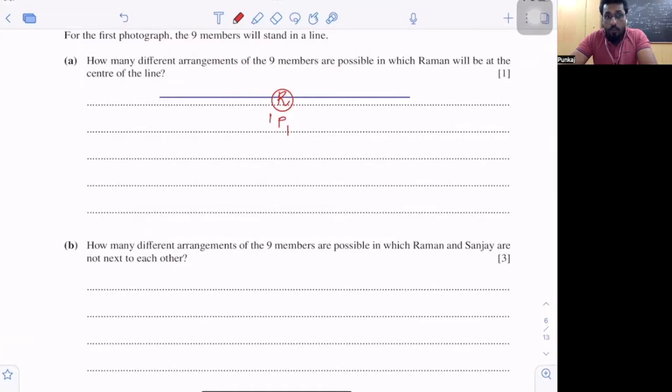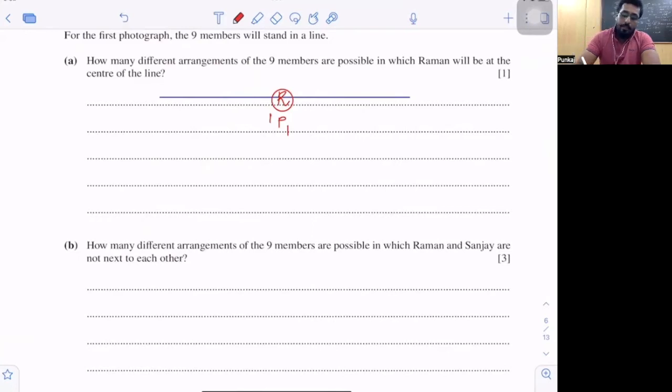Arrangement is happening, students. So this is a question on permutations and combinations, right? Whenever you're doing arrangements, it is permutation. Whenever you're going to do selection, that will be combinations. You are arranging the objects over here. So how many different arrangements of 9 members are possible in which Raman always is in the center of the line? So Raman can be arranged in only one way. Okay, so that's the center place. So 1P1 is the way in which Raman can be arranged.